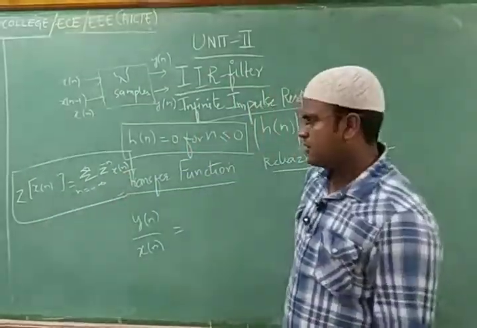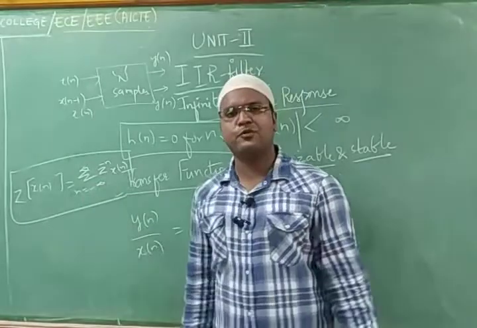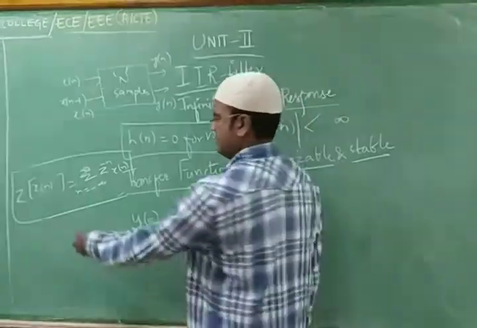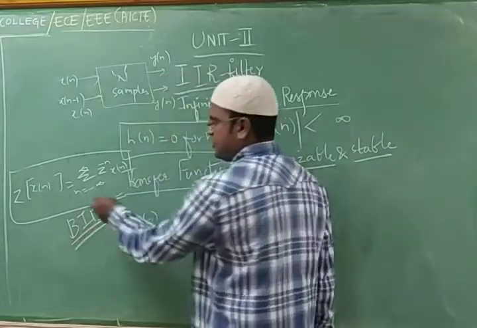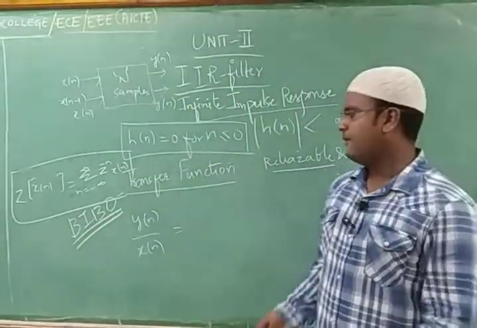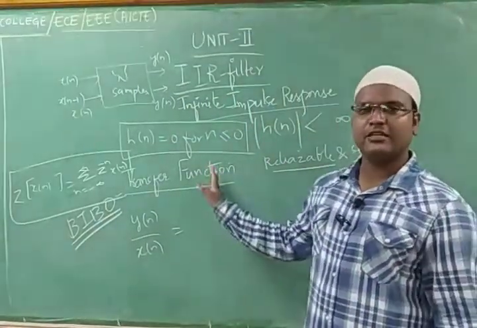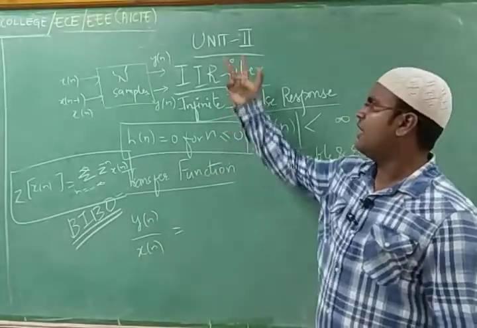In this, bounded input produces bounded output, so it is BIBO operation. Bounded input produces bounded output. For that, what are we writing actually? We are finding the transfer function for our IIR filter.